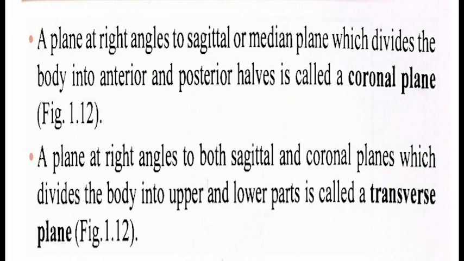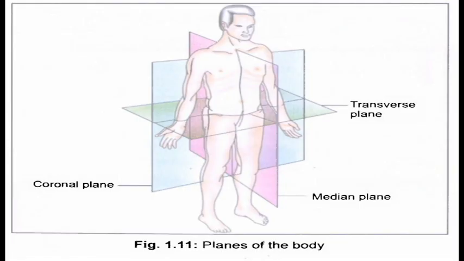Transverse plane. A plane perpendicular to both the sagittal and coronal planes. It is also called the horizontal plane. Division: it divides the body into superior (upper) and inferior (lower) parts. Visual: imagine a cut through the middle of the body, parallel to the waist.